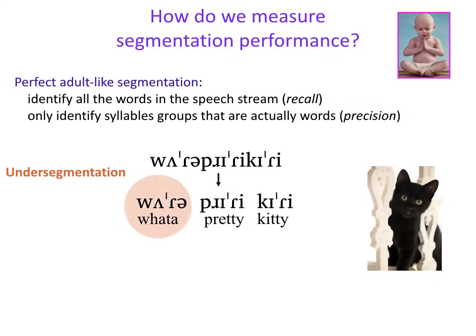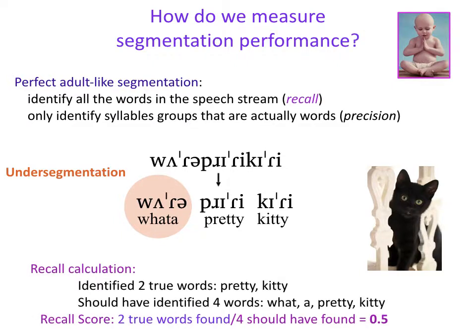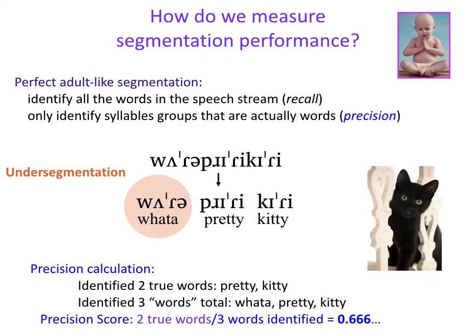So let's see what happens if, for example, you have an under-segmentation error. So you've stuck "whata" together. What does that do to your recall and your precision? Let's do recall first. Of the 3 things that you identified, 2 of them now were true words, pretty and kitty. And you should have identified 4 words: what, a, pretty, and kitty. So you only got 2 out of 4 on recall. Now your recall is down at 0.5. What about precision? Well, again, you found 2 true words and you guessed 3 things. So 2 true words out of 3 things identified is 2 out of 3, or 0.666.